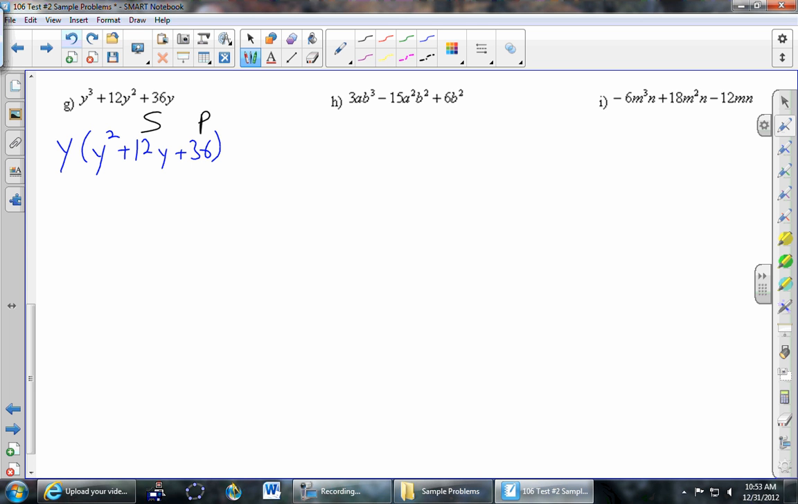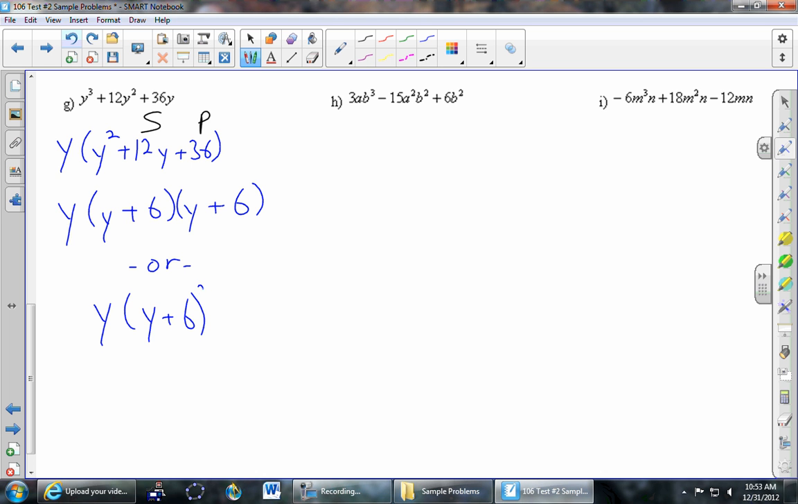So looking for two numbers whose product is 36, whose sum is 12. Pause the video, see if you can find them. Hopefully you came up with plus 6 and plus 6. So that's our answer. If you want to write it more compactly, you can merge two y plus 6's together by writing it with a square.